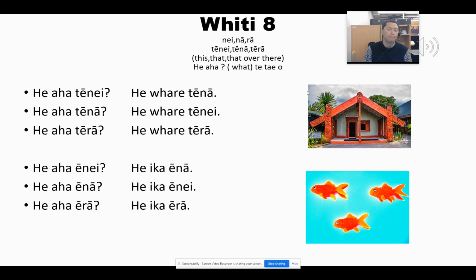Ka pai, he aha tēnā. Now I'm asking someone, what is that by you? They would reply, he whare tēnei. This is a house. He aha tērā. Now when speaking to someone about something away from both of you, he aha tērā, what is that over there? He whare tērā. That over there is a house.